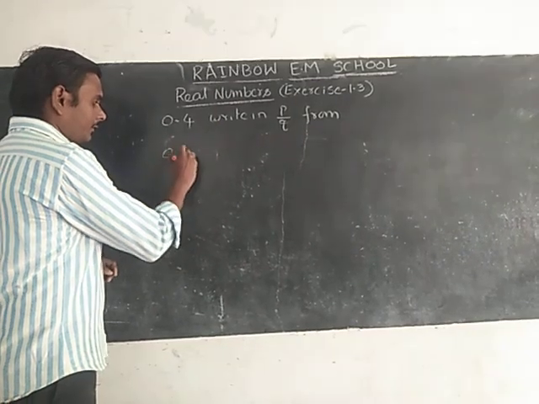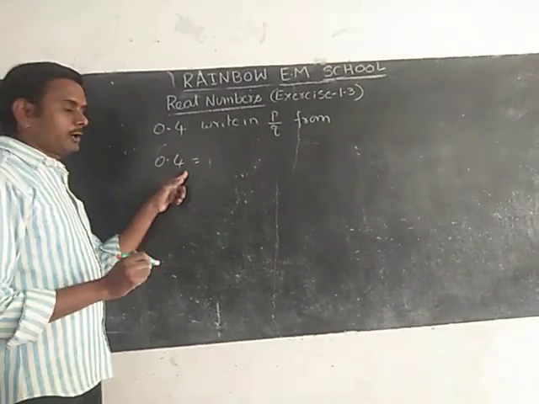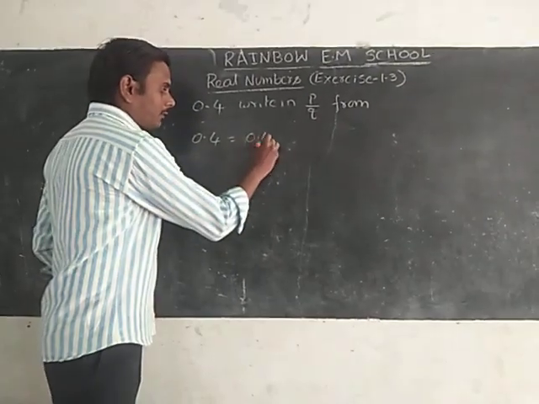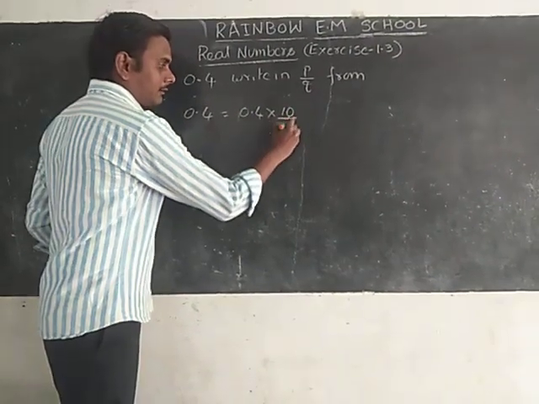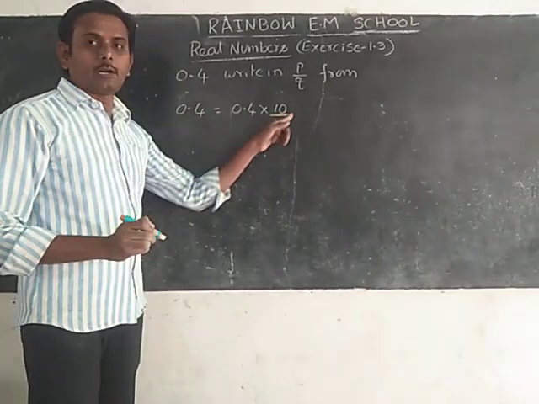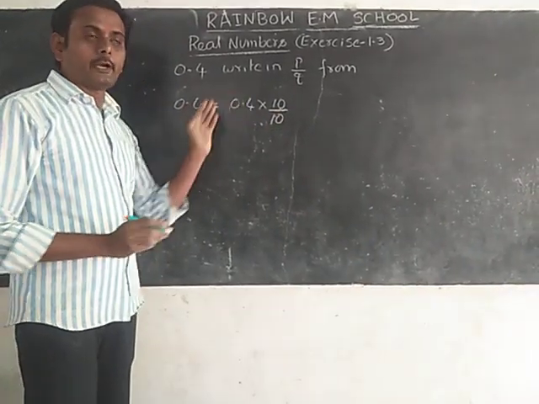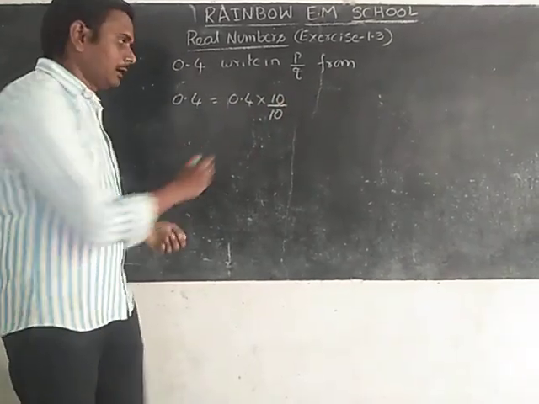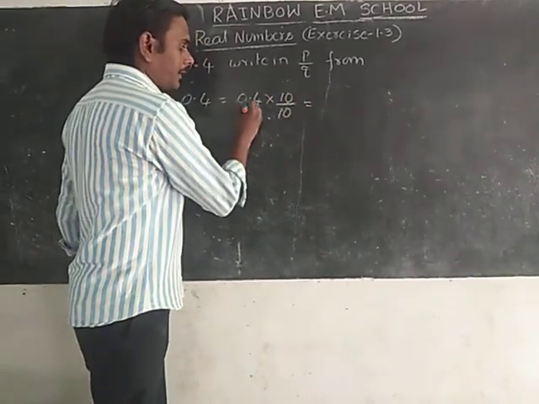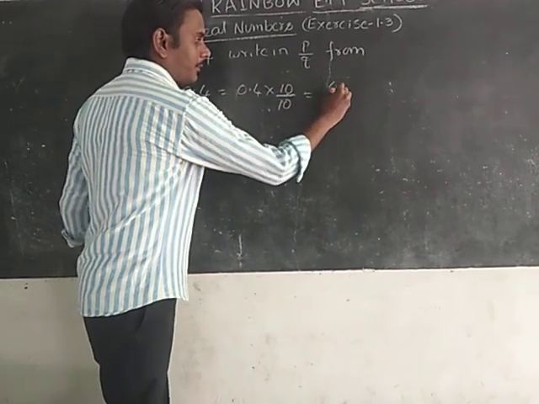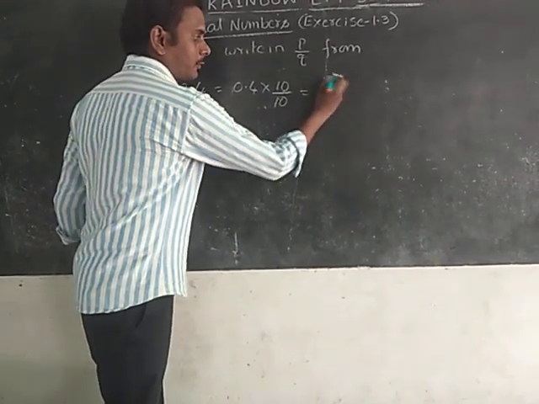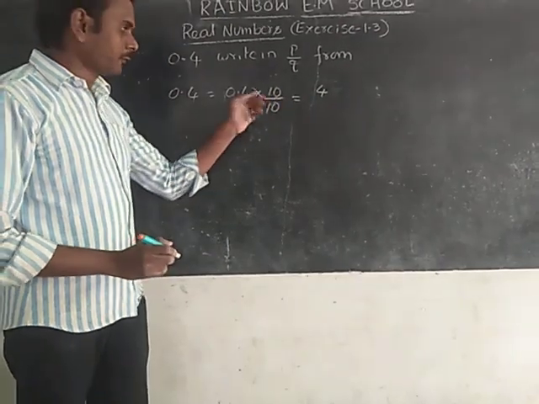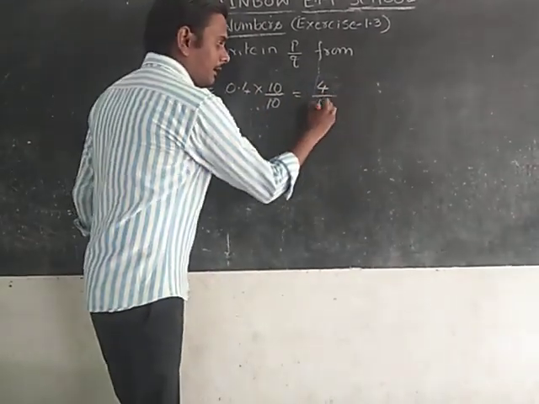After the decimal point, how many digits are there? 1 digit is there, so multiply 0.4 with 10 by 10. If 2 digits are there, then 100 by 100. We take 1 followed by as many zeros as there are digits after the point, and multiply. Then 0.4 into 10 means 4.0, which is 4 only, so we write 4 by 10.